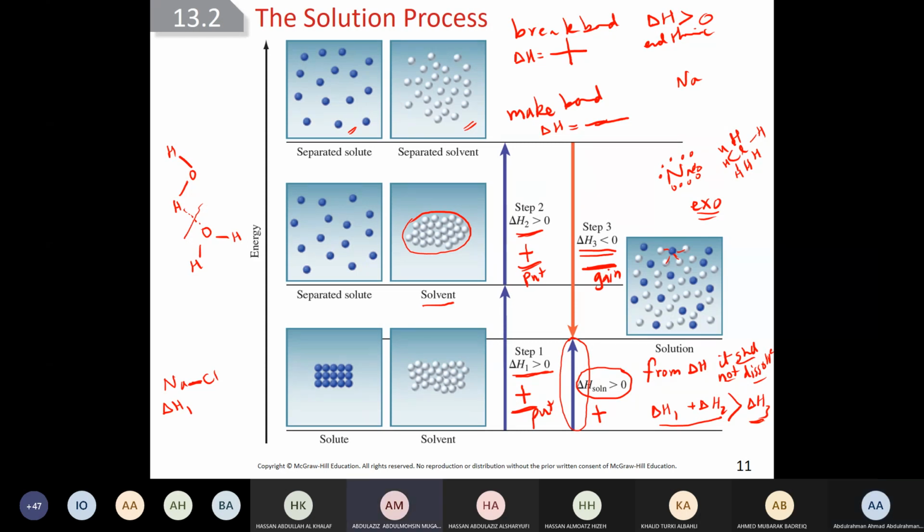Yeah. So the main idea, doctor, is that first we're breaking bonds, right? The whole idea is breaking and making bonds. For steps 1 and 2, we're just breaking bonds. And what happened in step 3? We're making bonds between the solvent and the solute. Exactly. But the total energy in step 3 is less than step 2 and step 1, and that's why you will end up paying energy, which is not favored. We don't want to pay energy. The whole process in this case is endothermic, and if it's endothermic, it should not dissolve.